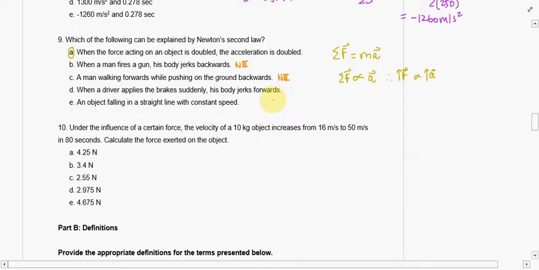When a driver applies brakes suddenly and the body jerks forward, that's Newton's first law, the law of inertia. And an object falling in a straight line with constant speed is Newton's first law, the law of inertia again. Alright, so that was number 9. Let's look at number 10.